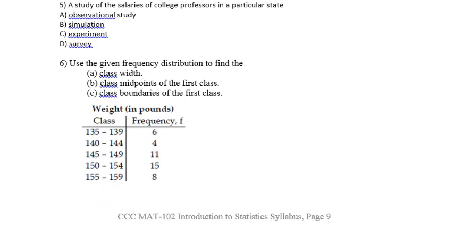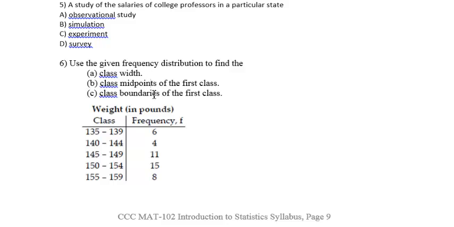Number 6, also a very easy question. Use the frequency distribution, this thing over here, to find the class width, class midpoints of the first class, which is this one, and the class boundaries of the first class. Class width simply means how broad each class is. Well, you can see over here that each class width seems to be 5 pounds. 135 to 139 is 5, 140 to 144 is 5, 145 to 149 is 5, etc. In other words, each class has a width of 5 pounds from one end of the class to the other end of the class. So that would be 5.